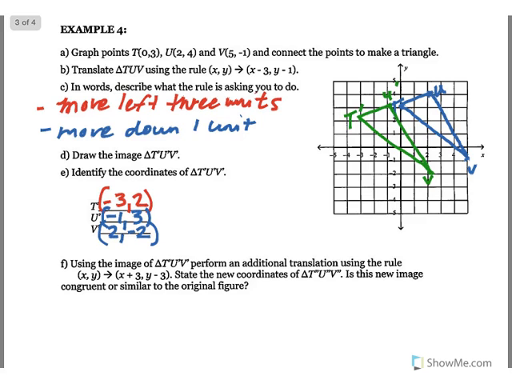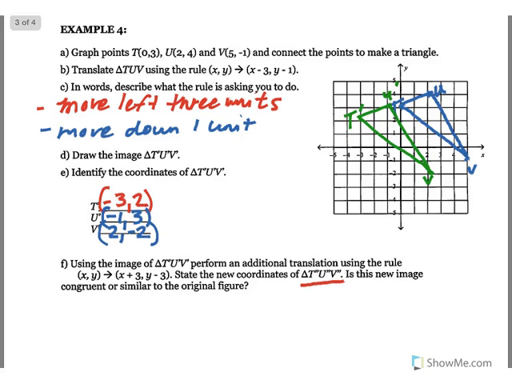Okay, if you look at the last question, it says using the image of TUV prime, perform an additional translation using the rule x plus 3, y minus 3. State the new coordinates of triangle TUV prime prime. Is this new image congruent or similar to the original figure? If you look at this, TUV prime prime just means that 2 transformations have occurred. So each little prime symbol tells you how many translations or transformations have occurred. So if you have 1 prime symbol, that means 1 transformation. 2 prime symbols means 2 transformations. 3 means 3 transformations.